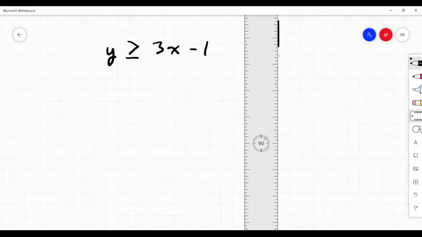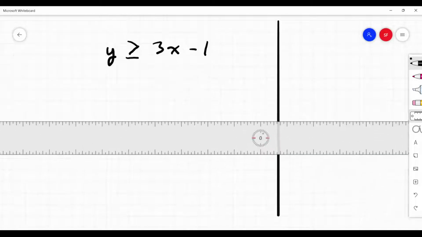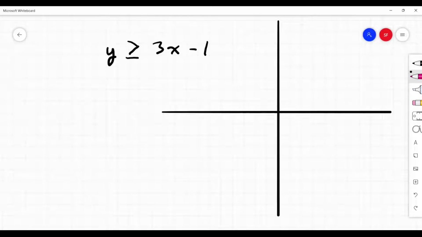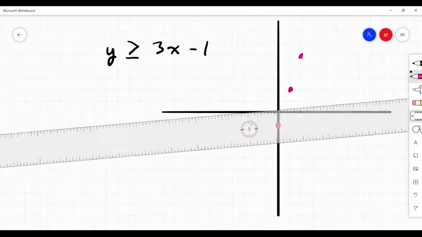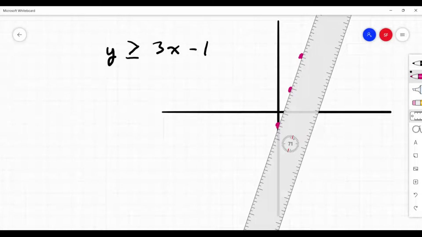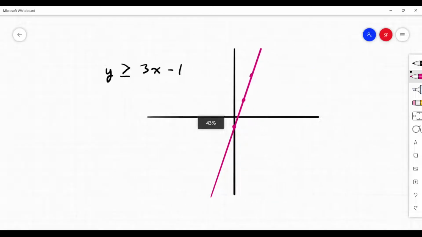All right, so we start at -1, and then we count up 3 over 1, up 3 over 1. It's going to be a solid line, right? Okay. Then we need to know where to shade.